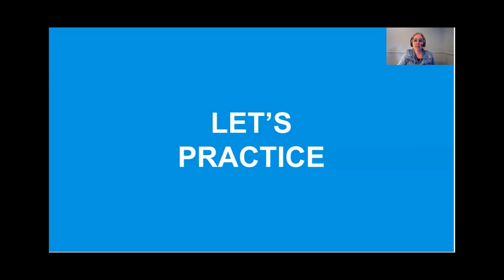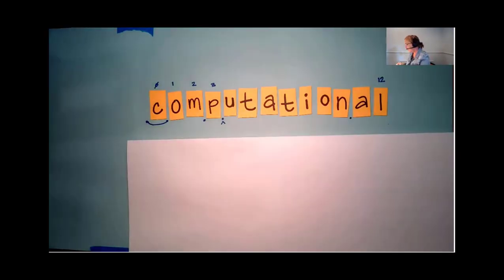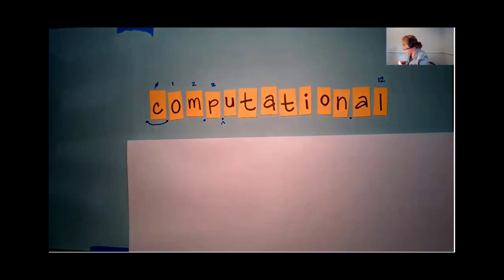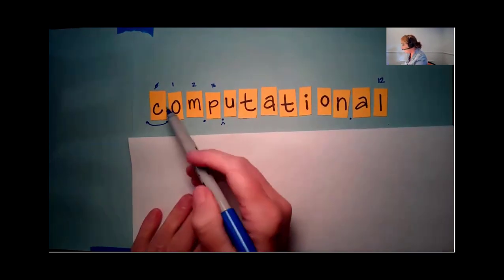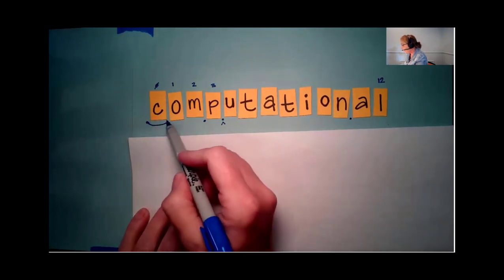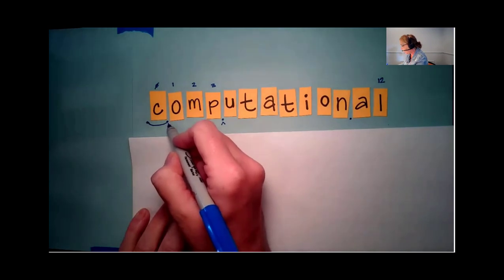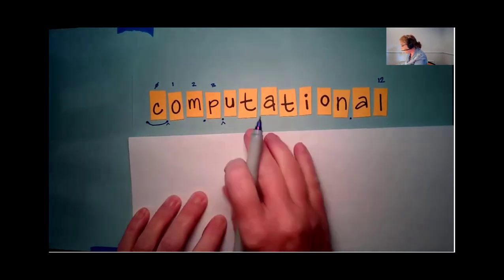So I want to practice this using an activity that I do in my classroom called Words in a Word. So I've got a little scenario set up for us over here on my camera. Here's our word computational. I've done a little bit of denoting things here. Here's our indexing. I started at the top. Remember that indexing begins at the beginning of the letter and it stops at the beginning of the next one.